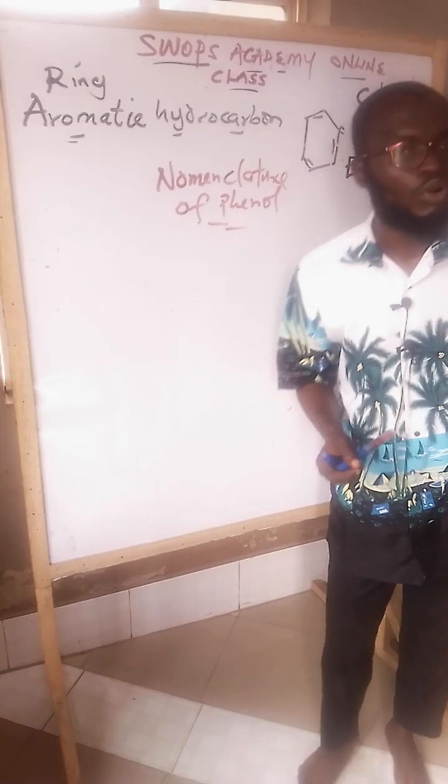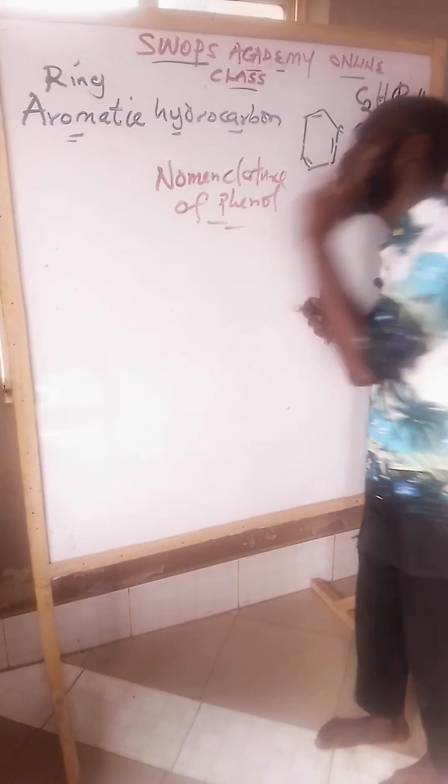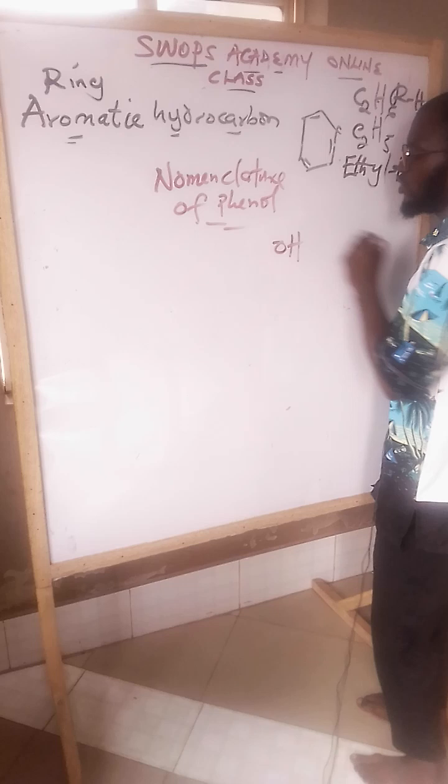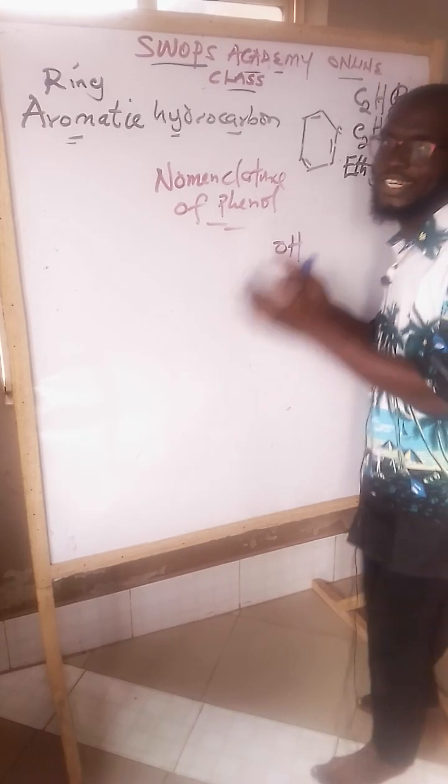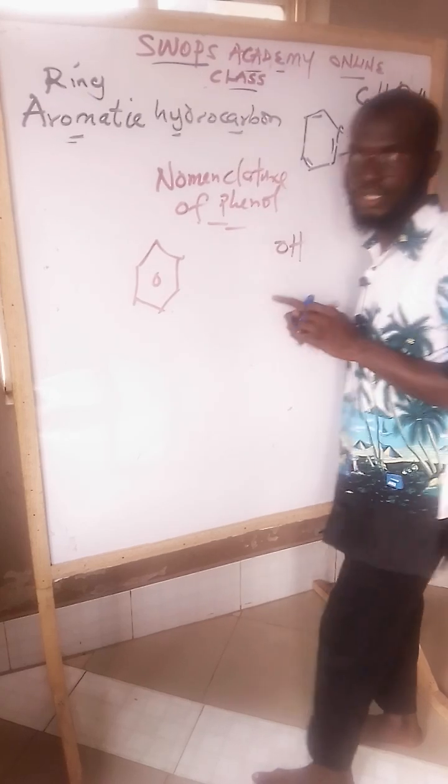You have to know the first rule. Are we jotting? The first rule to know is that this particular structure is a ring, it is cyclic, but what is the name for that molecule? It is phenol. The OH must be attached directly to the benzene structure. How? That is the first rule. Note the OH, which will tell us if something is phenol, must be attached directly to the benzene ring.